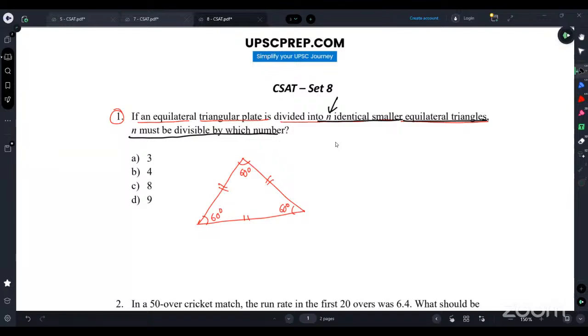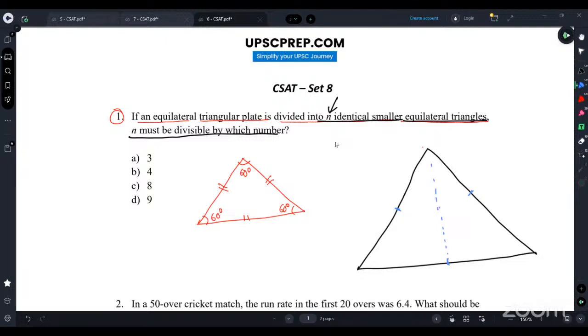Just see now, guys, I'll just draw a bigger triangle here. Let's say this is one equilateral triangle. Now if you want to make equilateral triangles out of this, how will you do that? You will take a midpoint of this, again a midpoint of this, and again a midpoint of this. Now you will just join the midpoint and the next vertex of this.